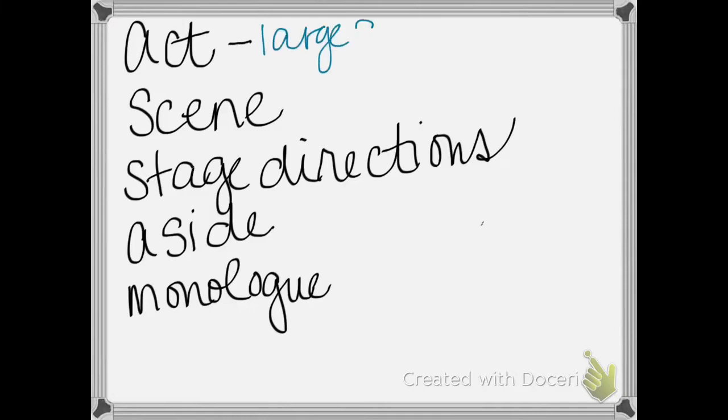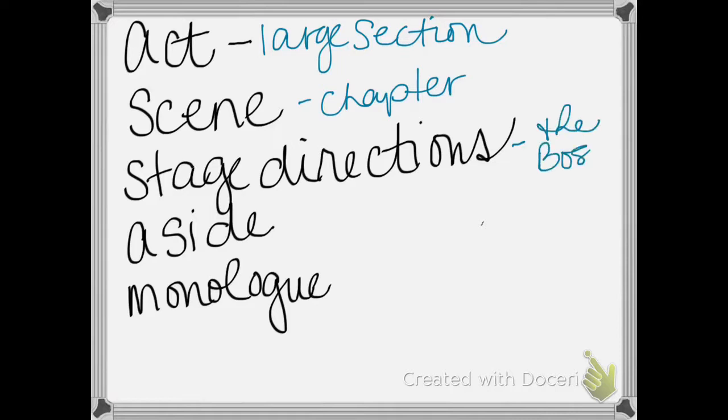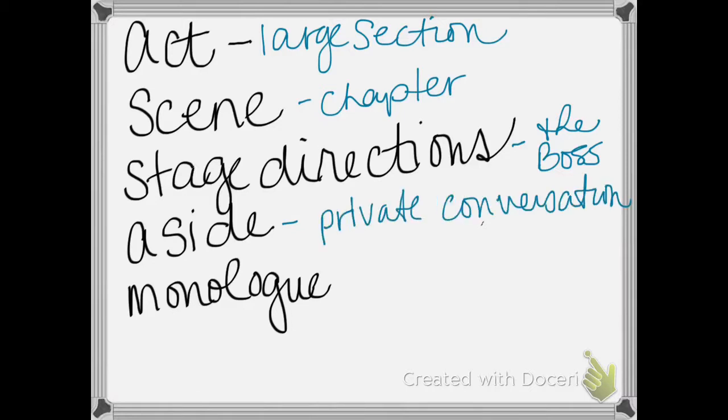First, an act is basically a large section or a part of a play. Scenes function as chapters in the play. Stage directions are the boss. The stage directions tell directors and readers what's happening on stage and which character goes where and who does what to whom. An aside is basically a private conversation that's held on stage.